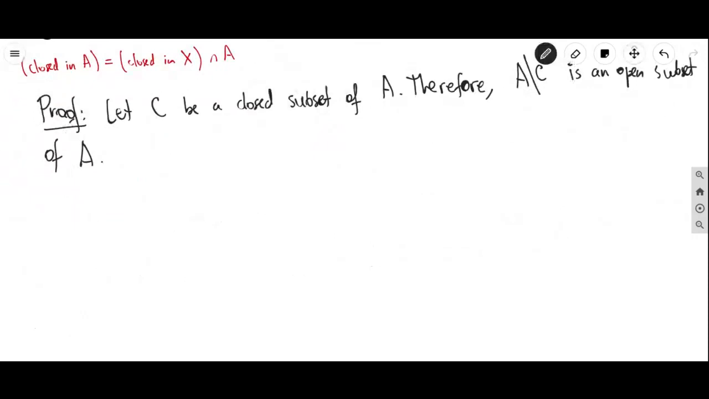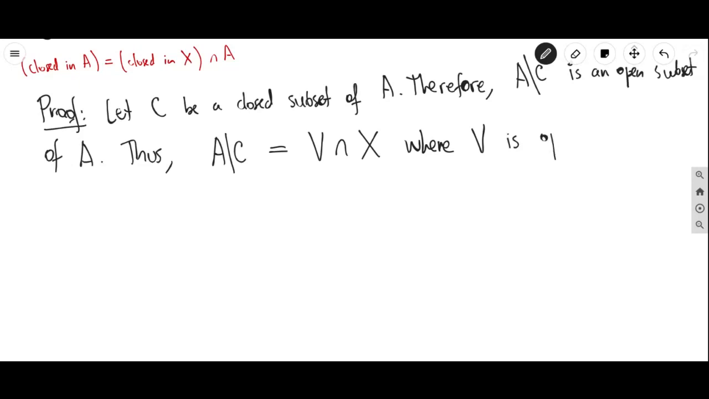So therefore, thus, A take away C, because it's open by the subspace topology, there is a V, so that you can write it in the form V intersect X, where V is open in X.